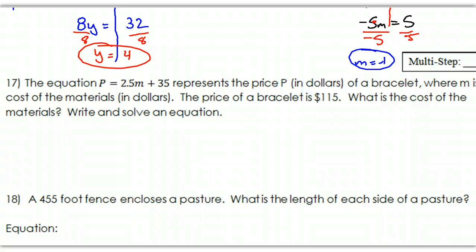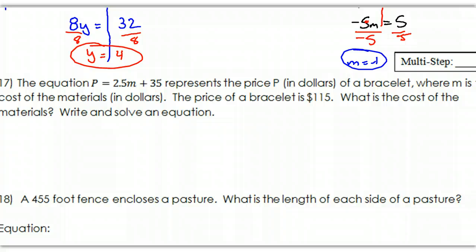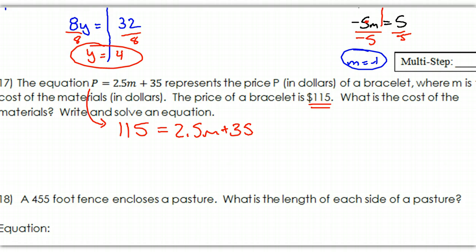The equation P equals 2.5m plus 35 is the price of a bracelet, and m is the cost of the material. So the bracelet price is $115. So that's our P. And then the whole rest of it is equals 2.5m plus 35. And we want to solve this equation for m.